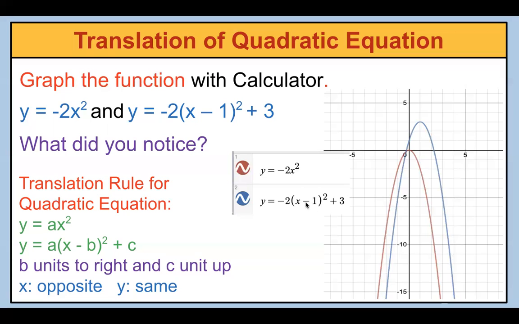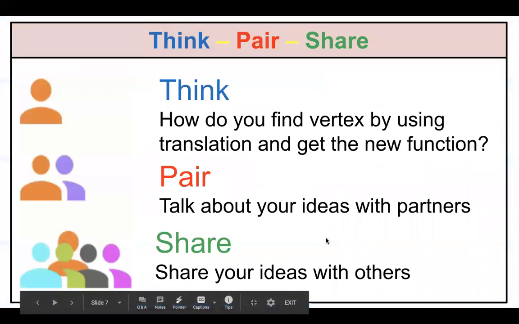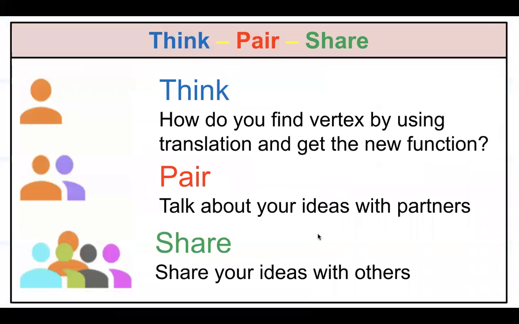If this is a plus, x goes to the left, minus 1 unit, all right? If this is a plus. But outside, if this is a minus, what happened? 3 units down. Let's see with this one. So now, I hope everybody understands. If you have any question, let me know.